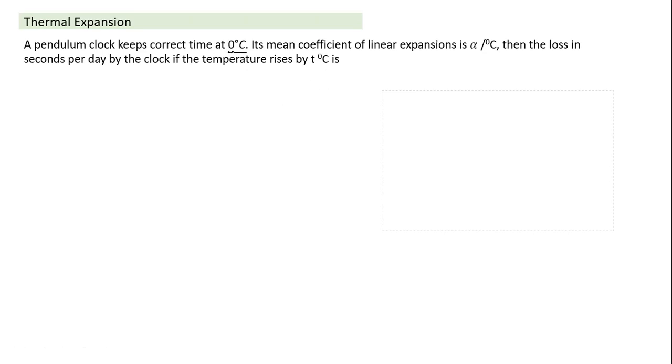So in this case, it keeps correct time at 0 degree. The coefficient of linear expansion alpha is given. Then find the loss of seconds per day by the clock if the temperature rises by T degree centigrade. Every time I see a clock question, I think of delta T by T. Delta T indicates the error in measurement of time. T is the time measured, and the error is minus delta T by T, times the time period.